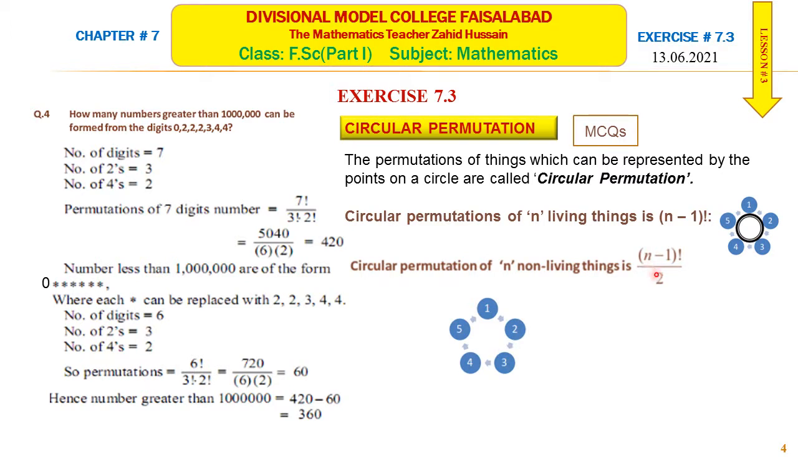It is divided by 2 because if the 5 objects are non-living, we can flip the arrangement. If you flip it, the arrangement 1, 2, 3, 4, 5 becomes 1, 5, 4, 3, 2. That's why we divide the total arrangement by 2 if the objects are non-living things.